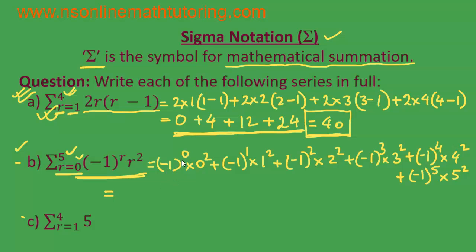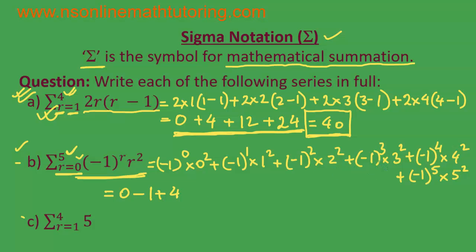(-1) to the power of 0 is 1 times 0 square. So, 1 times 0 is 0. Plus, (-1) to the power of 1 is minus 1, times 1 square is 1. Minus 1 times 1 is a minus 1. Next one is (-1) whole square, which is a plus 1, times 2 square is 4. So, it is a plus 4.